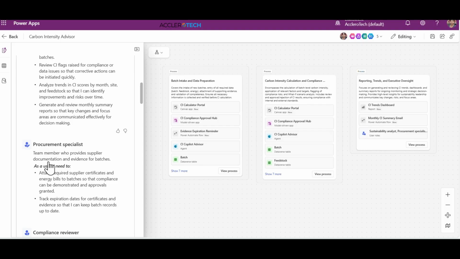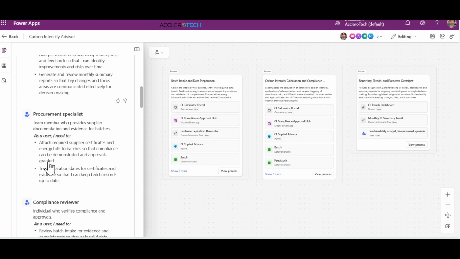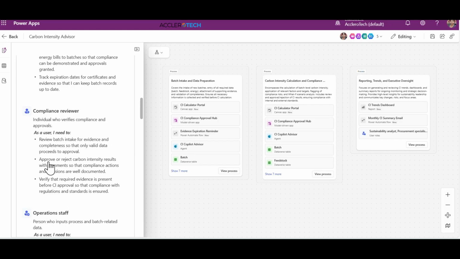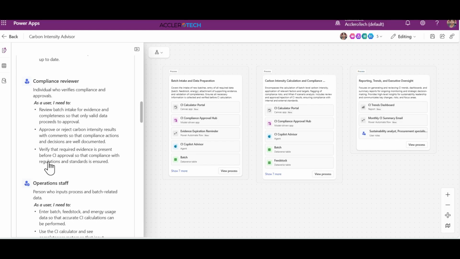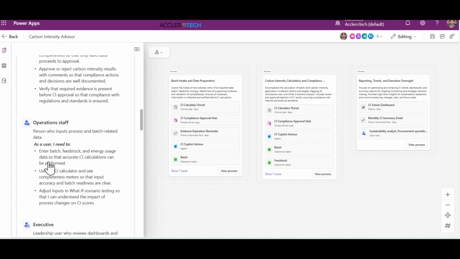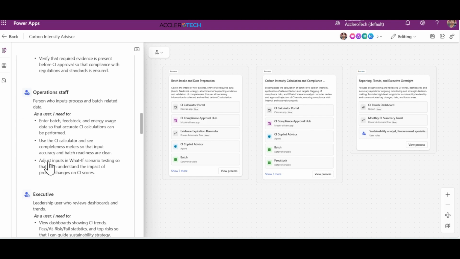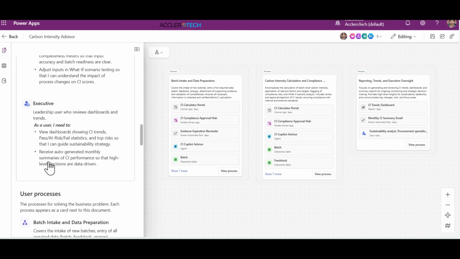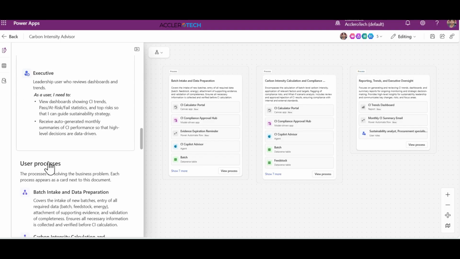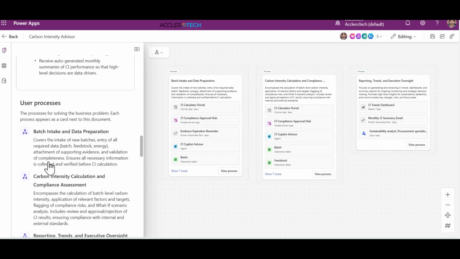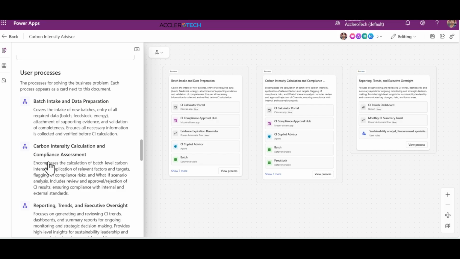The procurement specialist, a team member who provides supplier documentation and evidence for batches. The compliance reviewer, an individual who verifies compliance and approvals. The operations staff, the person who inputs process and batch-related data. And the executive, who ultimately reviews the dashboards and the trends, sees the top risk category, and devises different strategies as well.